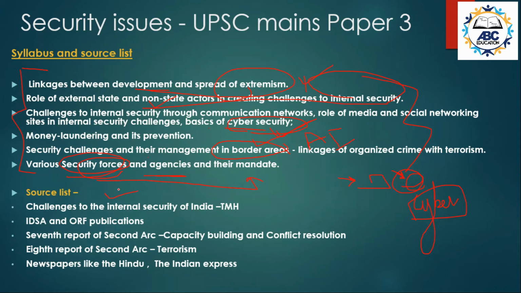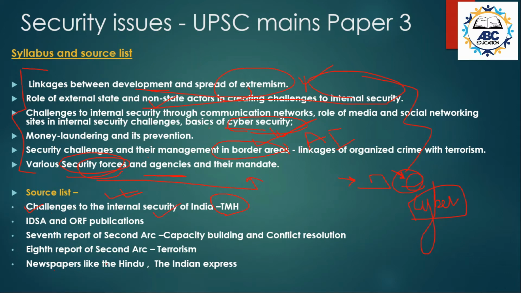Okay, so now that you have a brief idea of the syllabus, now we will have a quick look into the kind of sources that you have to refer to prepare security issues for UPSC. So first, to start with, there is a book in the market which is named Challenges to Internal Security by TMH Publication. You must read this book, it's one of the basic sources to begin with.